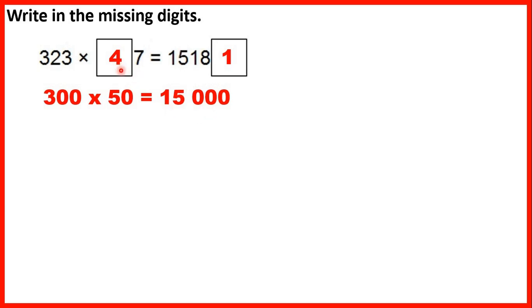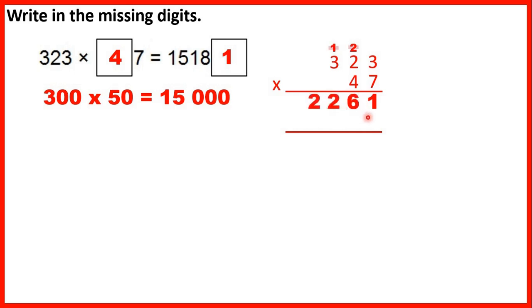So now that we've made some good guesses as to what these digits could be, what we can do now is try it out. So do the column multiplication and see if that gives us the answer that we need. And when we use column multiplication, it does, so we can be confident that our missing digits are 4 and 1.